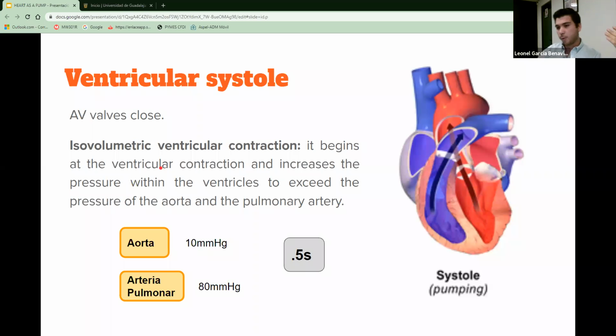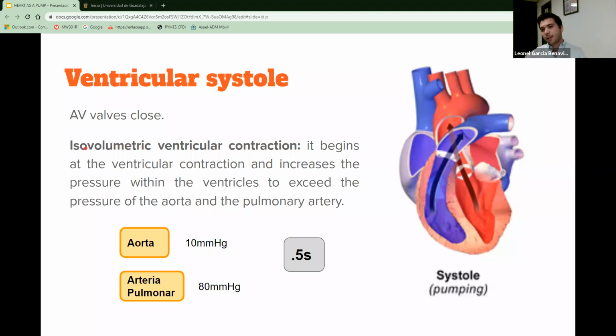The AV valves close. We need them closed in this period, because if they're not closed, then a reflux is going to occur. As we said, the ventricles can manage higher pressures than the atriums. So if they don't close, a huge reflux of blood could occur to the atriums, and we don't want that. That would be a pathological state. So here the AV valves close, and isovolumetric ventricular contraction starts.